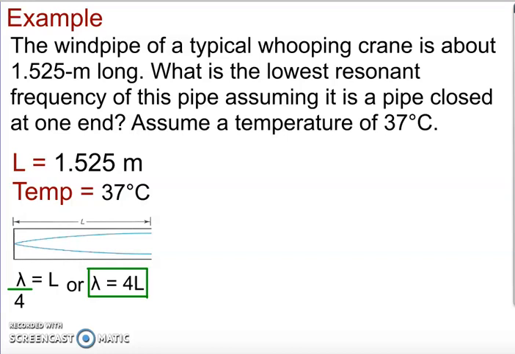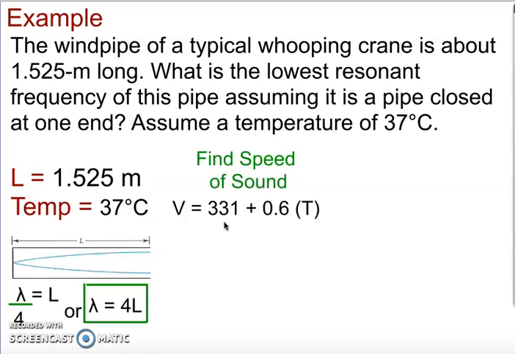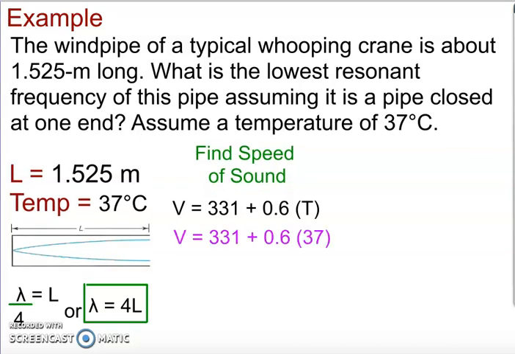Now, before we can find our fundamental frequency, we need to figure out how fast the air is traveling. To do that, we're going to use this relationship where the speed of sound at 0 degrees Celsius is 331 meters per second, and for every degree you change, the speed of sound will change by 0.6 times the temperature. I'm going to plug in my 37 degrees, do some algebra, and I'm going to have a velocity of sound of 353.2 meters per second.